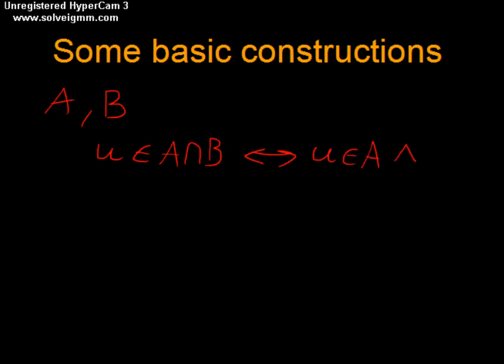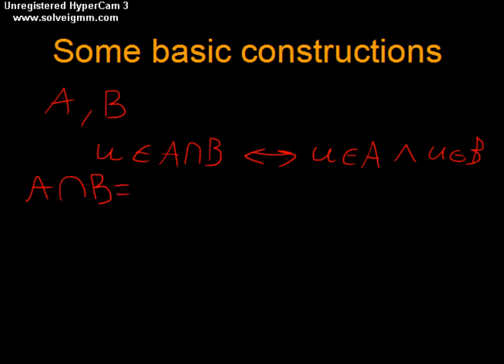Let us now introduce some basic constructions. For example, let us introduce intersections. So, given any two sets A and B, we should have that u is an element of the intersection if and only if u is an element of A and u is an element of B. This should be the definition of our intersection. So we can define the intersection as follows.